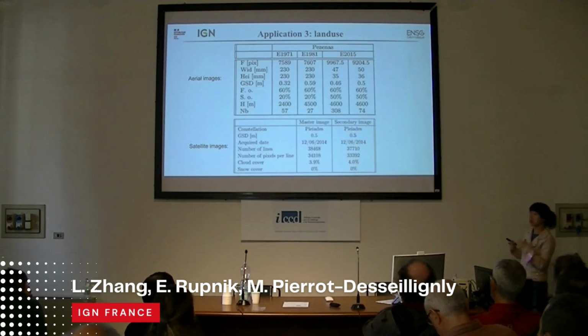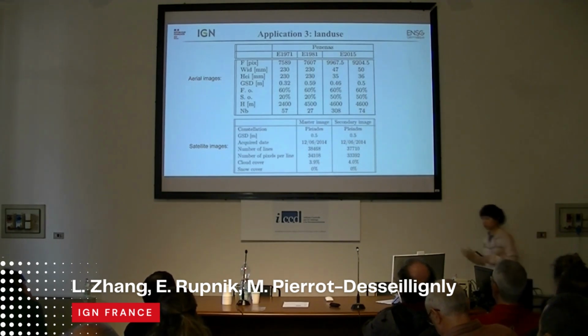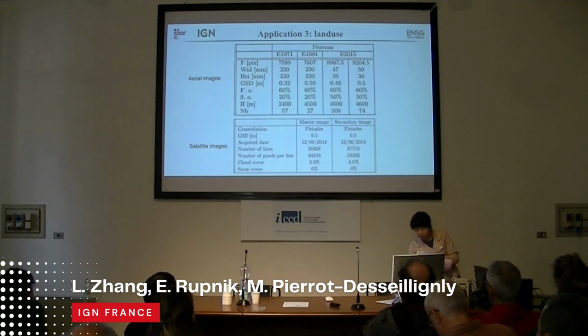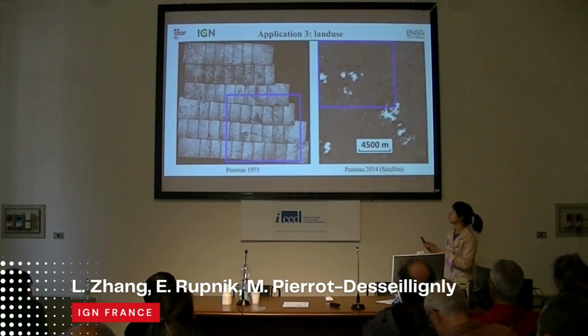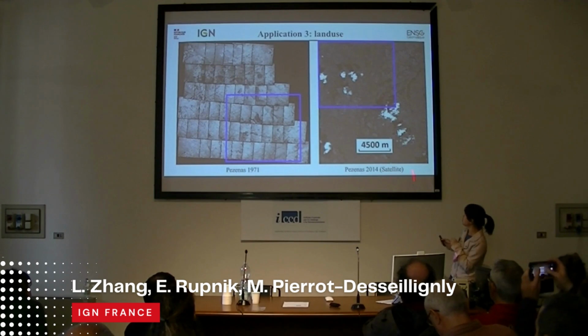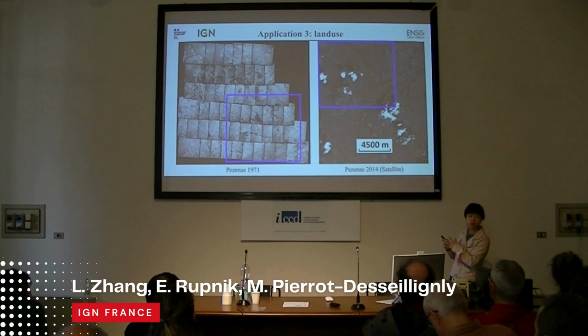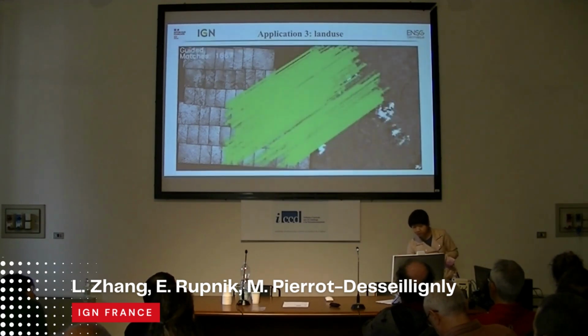But in our test, we mainly focused on matching aerial images to the satellite images. But due to time limitation, maybe we should just simply skip this. So we only show this is the earliest epoch, and this is the satellite epoch. And we can see the clouds in this satellite image, which will inevitably hinder the procedure. But it turns out that our pipeline works well on this extreme case.